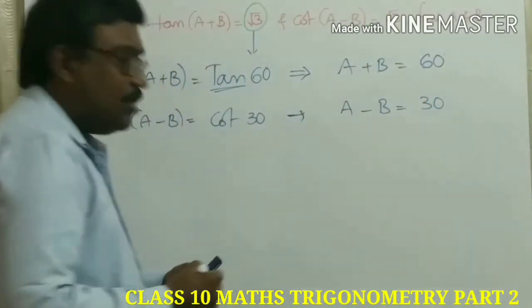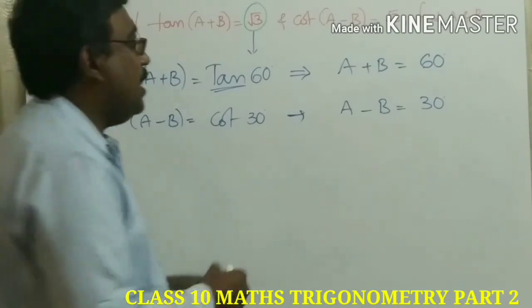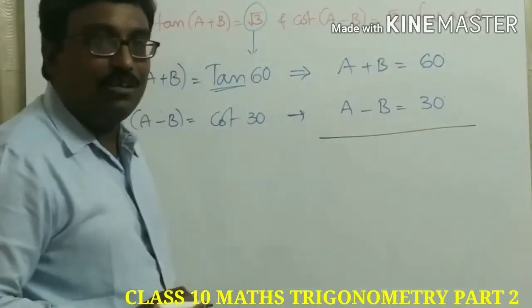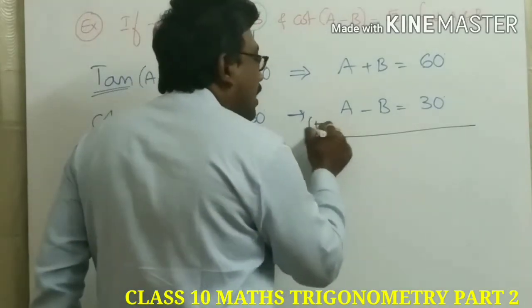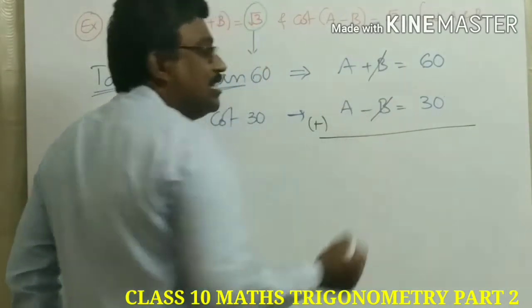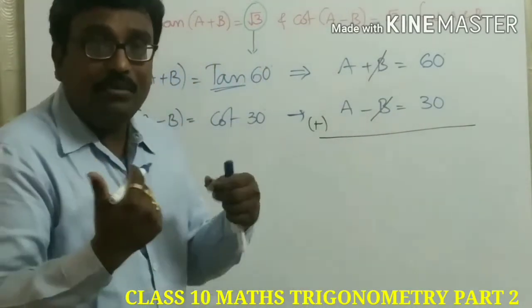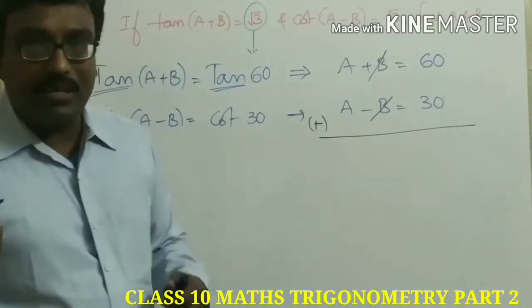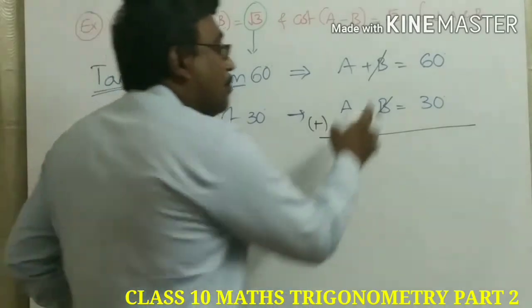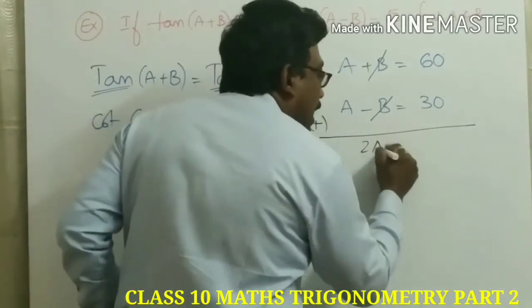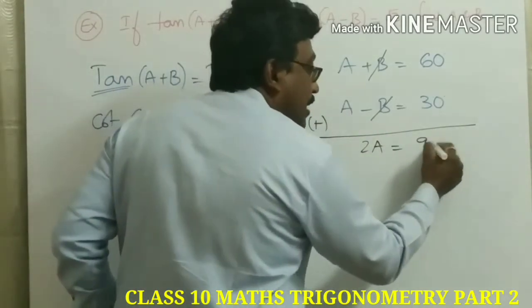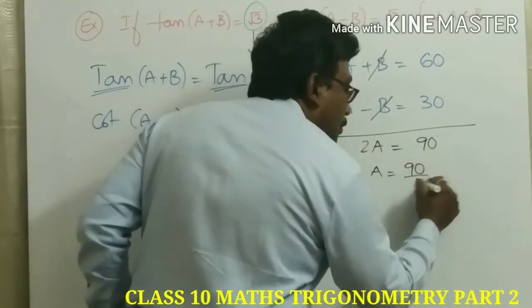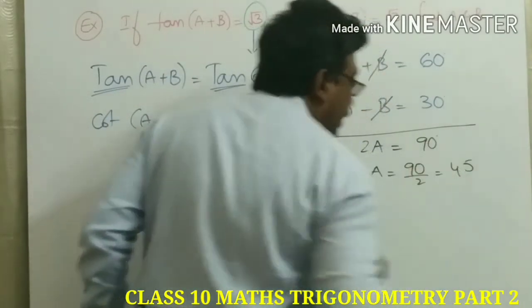Now, we got a linear equation in two variables. A plus B is equal to 60, A minus B is equal to 30. If I add both the equations, now it came to the algebraic method. So what we are doing is converting the given trigonometric questions into an algebraic version to solve the sum. B and minus B cancel. 2A is equal to, adding, 90 degrees. A is equal to 90 by 2, that is nothing but 45 degrees.